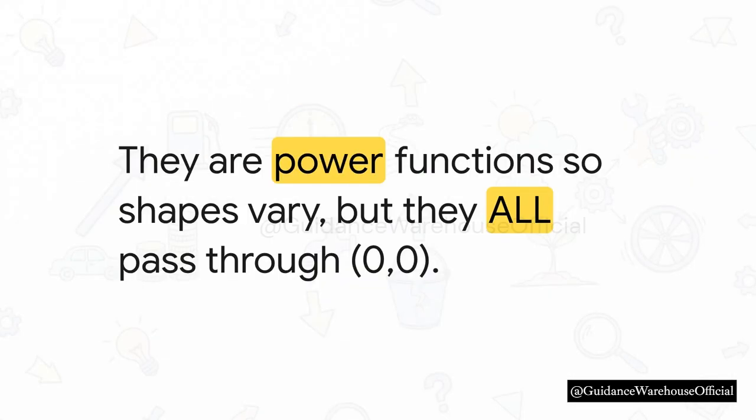The answer is no. Direct variation equations are power functions. So depending on that exponent, n, they might be linear, like a straight line, quadratic, like a parabola, or even cubic. But here is the golden rule you absolutely must remember. They all pass through the origin, (0, 0). Think about it. If Nicole sells 0 cars, she makes $0. That is the visual hallmark of direct variation.